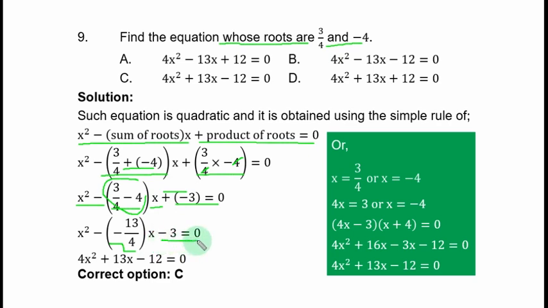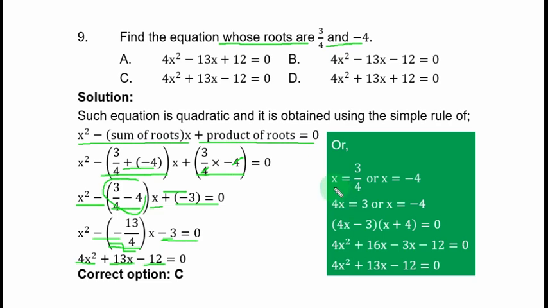If you open the bracket and at the same time multiply through by 4 to clear the fractions, minus minus is plus. So 4 times s squared, that is 4s squared, multiply the middle term by 4, you are left with 13s. You multiply minus 3 by 4, you have minus 12 equal to 0. The correct option is C. Or you can do it this way.